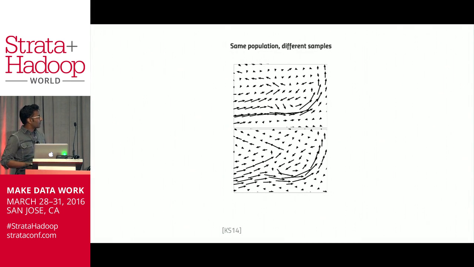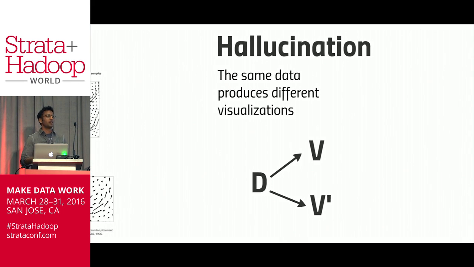Hedgehog plots. So here we are visualizing a vector field, which is a common operation in scientific visualization. And the plot on the top and the plot on the bottom are plots of the same underlying population, the same underlying distribution, but they look totally different. And if you look at this and try and get an intuition about what's happening in the vector field, your intuition will be wrong. And what we call this is a hallucination. So a hallucination is what you get when there is a failure of invariance. This is a failure of invariance. And this is the same data produces different visualizations.